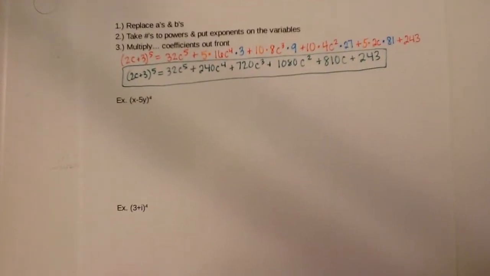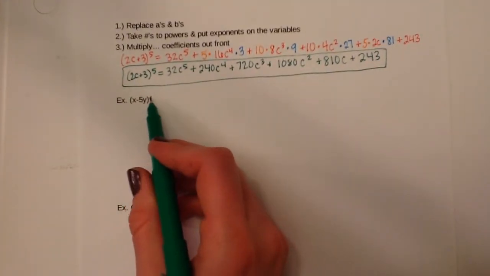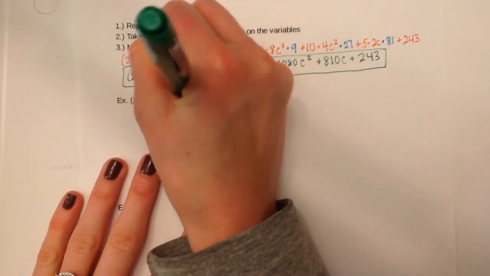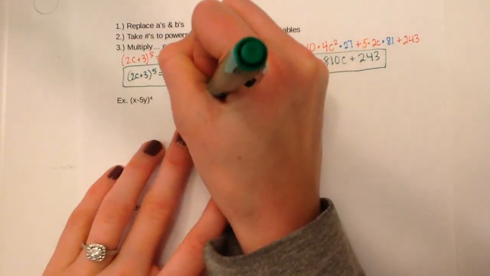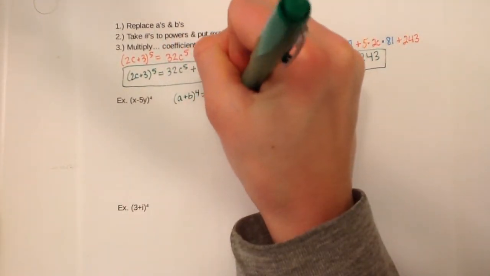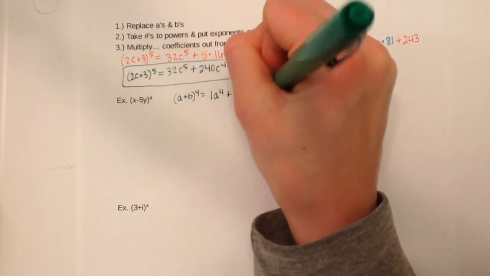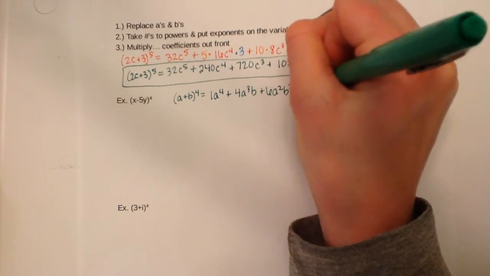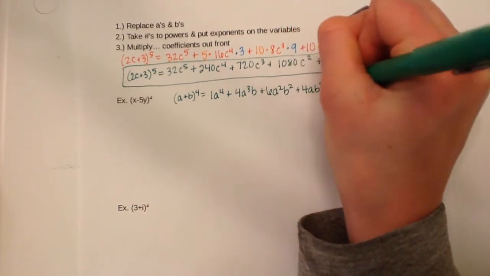Alright, let's do another one. So this one, you have x minus 5y to the 4th. So if we look at a plus b to the 4th, that comes out to be 1a to the 4th plus 4a cubed b plus 6a squared b squared plus 4ab cubed plus 1b to the 4th.